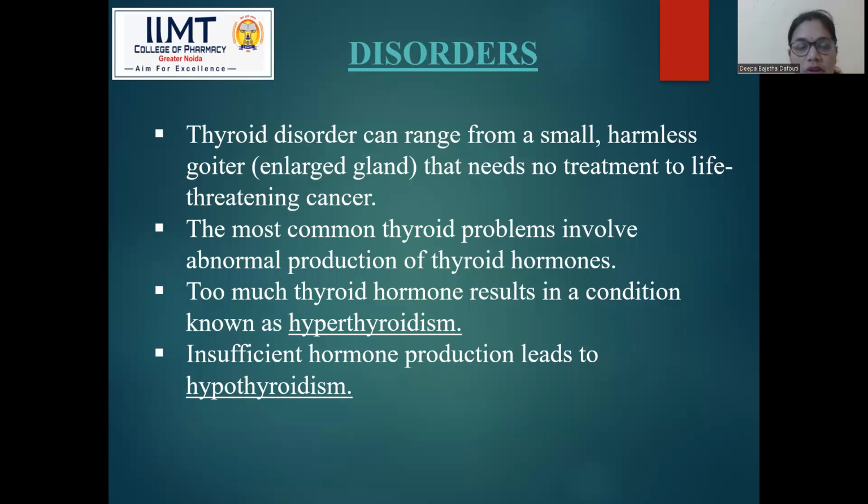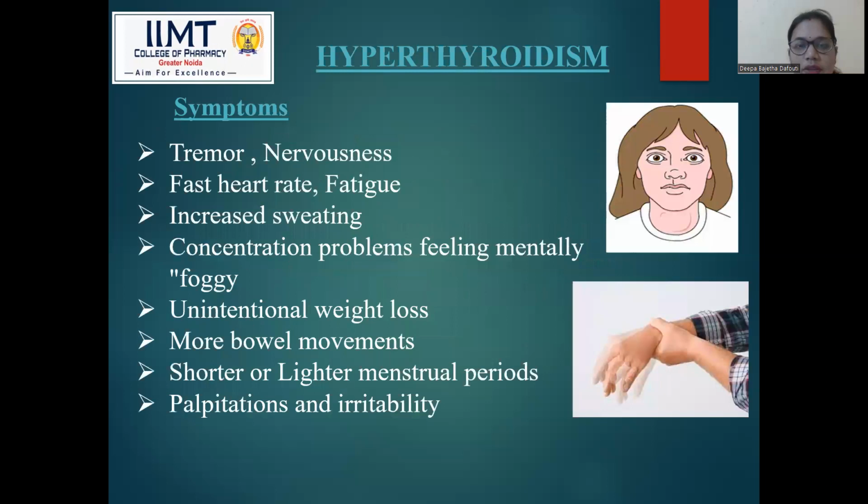So, what are the disorders? Thyroid disorders can range from a small, harmless goiter that needs no treatment to life-threatening cancer. The most common thyroid problems involve abnormal production of thyroid hormones. Too much thyroid hormone released is a condition known as hyperthyroidism. Insufficient hormone production leads to hypothyroidism. So first we will explain hyperthyroidism.